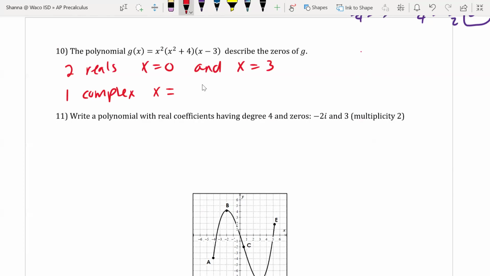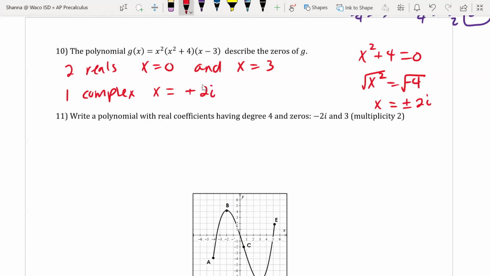X squared plus 4 equal to 0, right? So we subtract and we're left with x squared equals -4. We take the square root, and what is the square root of -4? Plus or minus 2i. Plus or minus 2i. Okay?